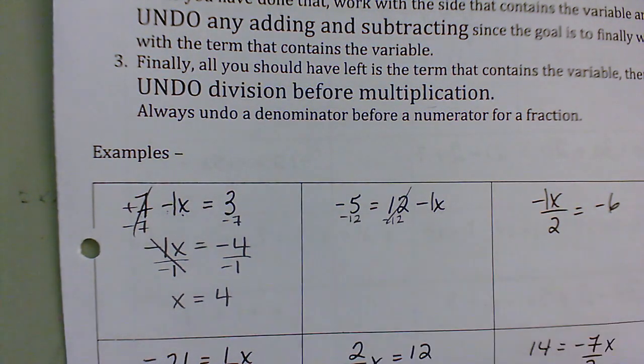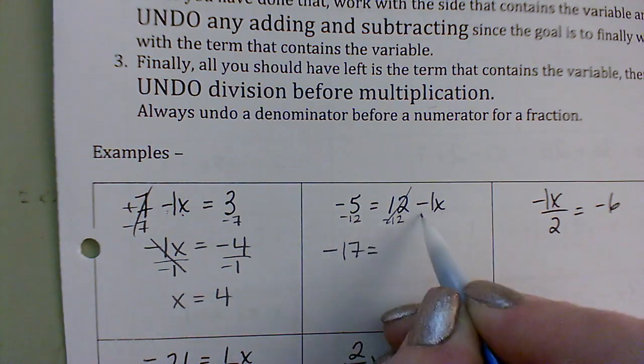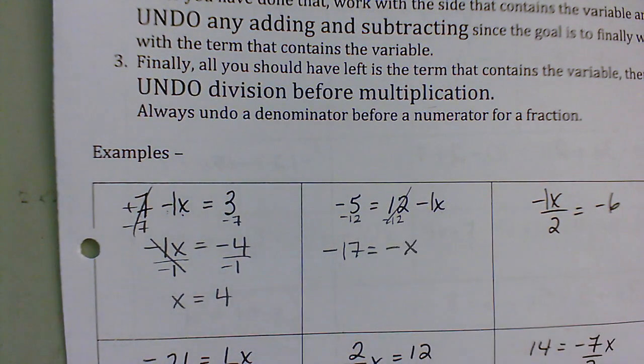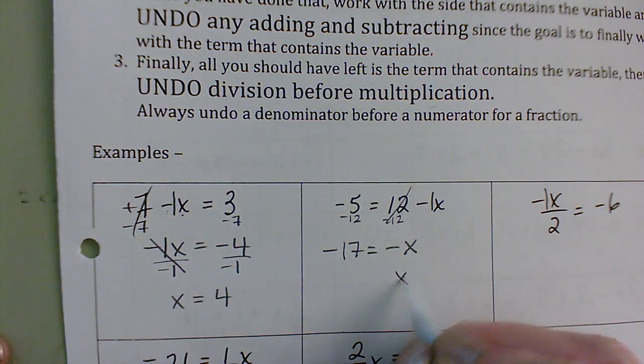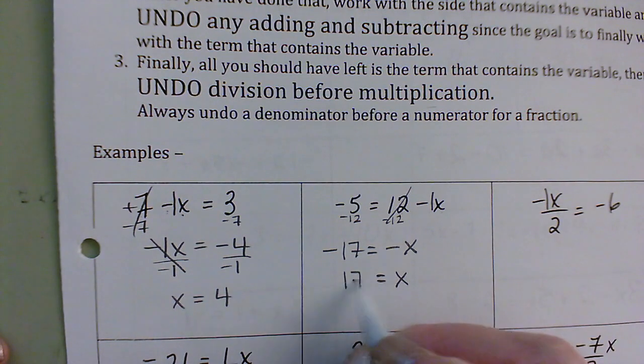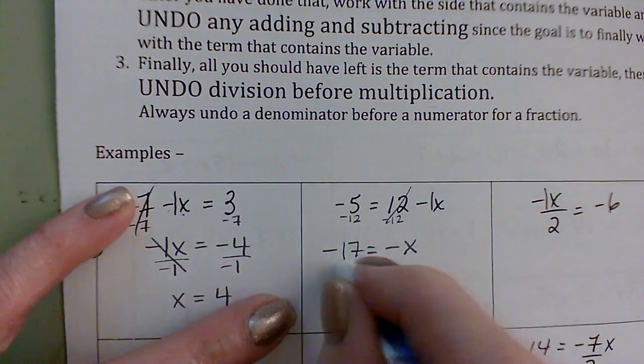All right? That's going to do that. And I get a negative 17 equaling this negative x. I'm going to leave it like that because we know it's there. But I want my x to be positive. So if I change it from a negative to a positive, that affects everything else. So what used to be negative 17 becomes positive 17, right?